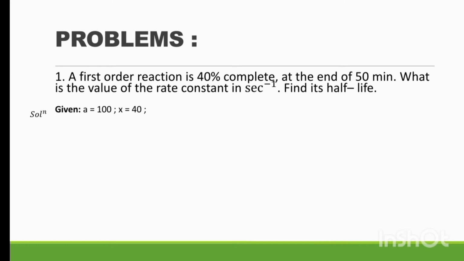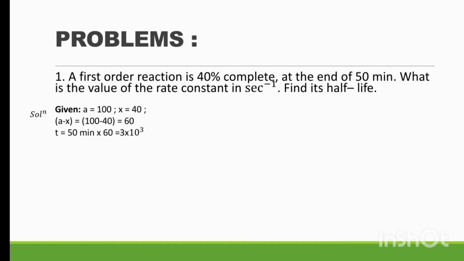In the question, it is mentioned that the reaction is 40% complete. That is, 40% of the reaction has been decomposed. Therefore, the value of x is 40. To find A minus x, we substitute the values of A and x and we get the value of A minus x as 60.